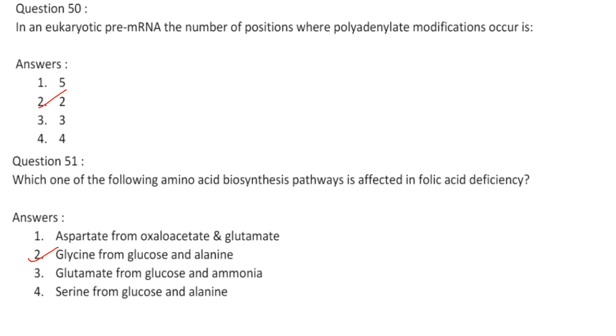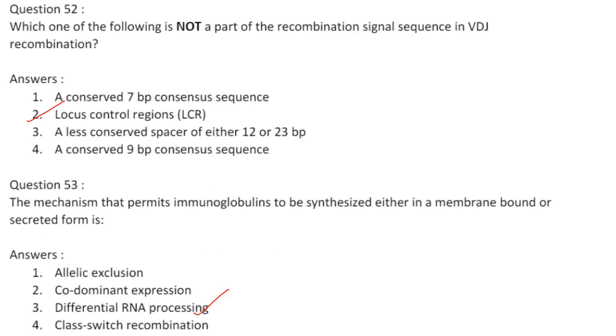Then next one. In a eukaryotic pre-mRNA, the number of positions where polyadenylate modification occurs is. Answer is option 2, 2. Which one of the following amino acid biosynthesis pathways is affected in folic acid deficiency? So it is glycine from glucose and alanine. Answer is option 2. Which one of the following is not a part of the recombination signal sequence in VDJ recombination? Locus control regions. Answer is option 2.